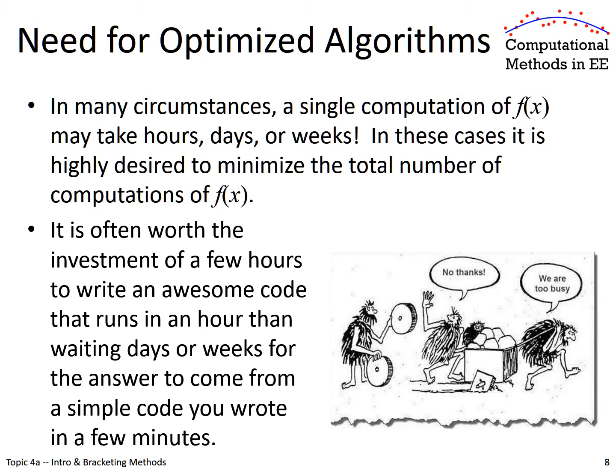And what's the difference between an algorithm that converges in 10 iterations versus 20 iterations? That's huge if every time you evaluate f of x, it takes an hour. So think about this and consider that when you're really trying to minimize the number of iterations. Investigating some of these other types of root finding algorithms that can be a lot faster is definitely worth it.